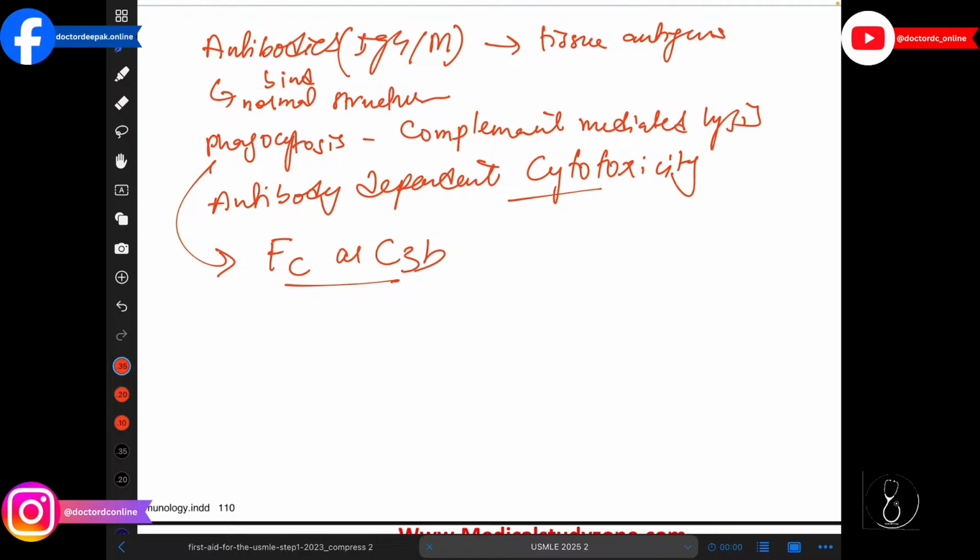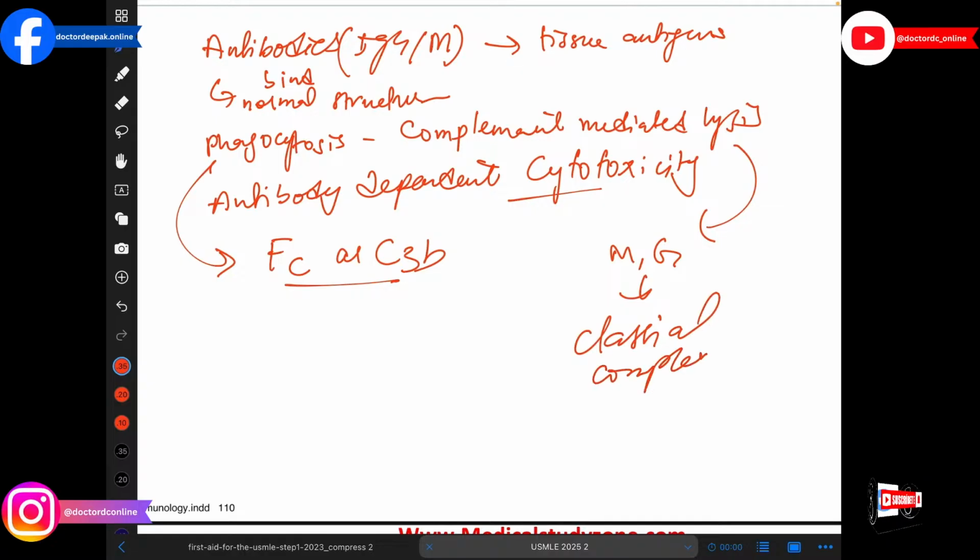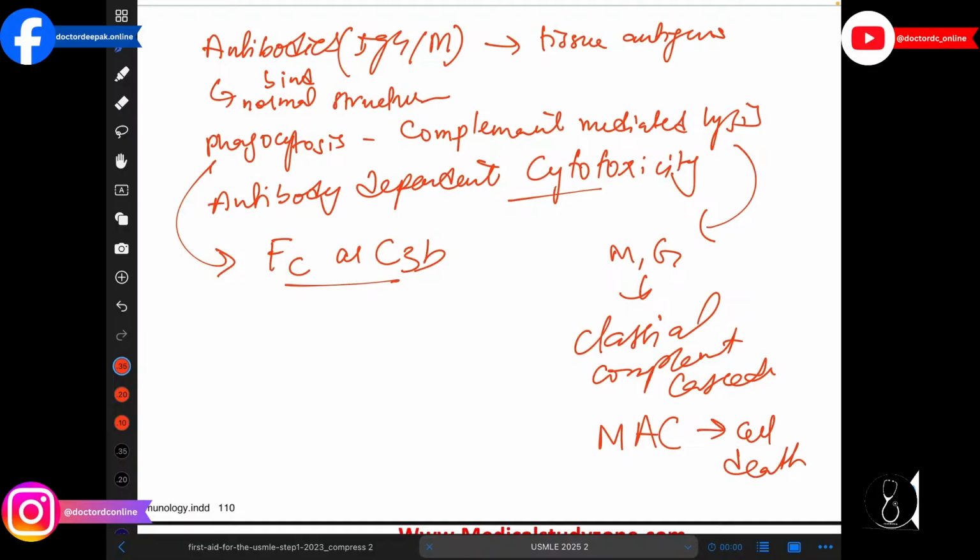In complement mediated lysis, IgM or IgG go for the classical complement cascade, and there will be formation of MAC, and that MAC will go for cell lysis. You know the complement system is activated by three pathways: one spontaneously, called the alternative pathway; second by mannose binding lectin; and third the classical pathway.